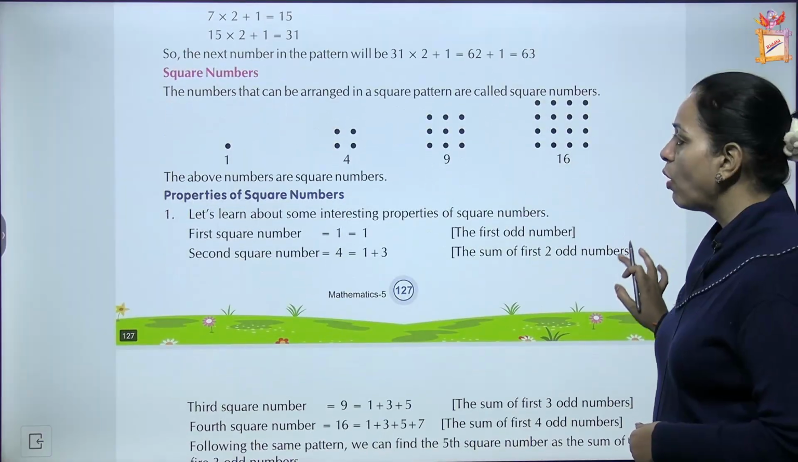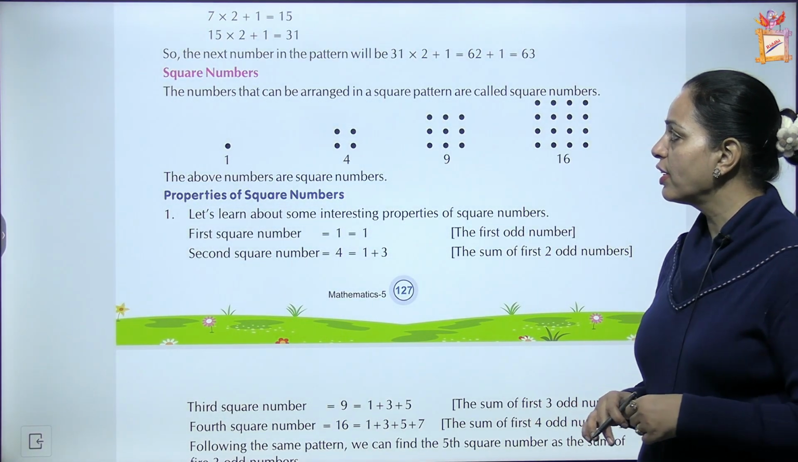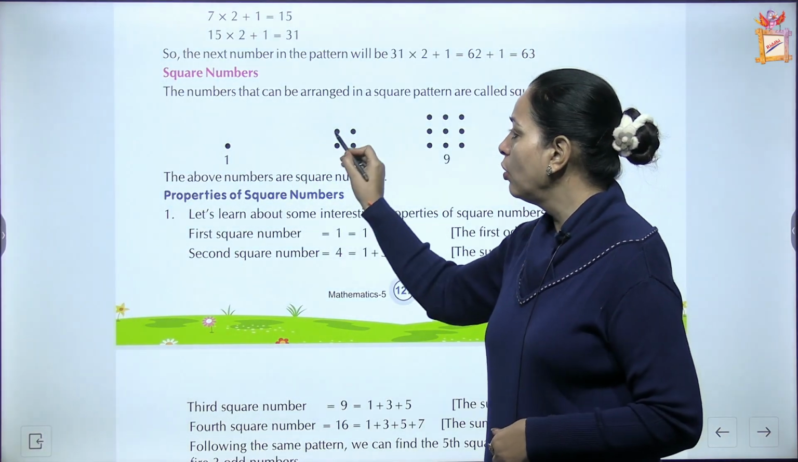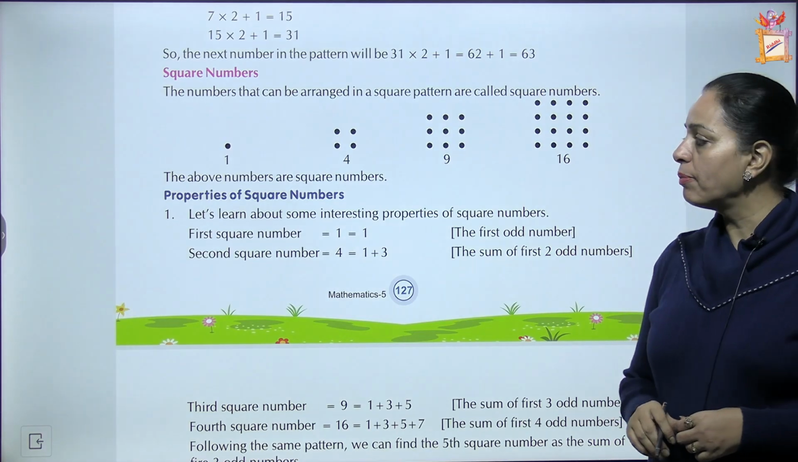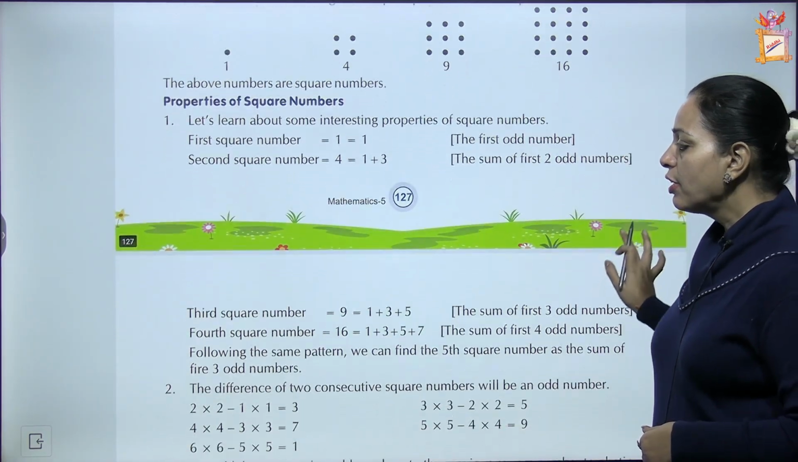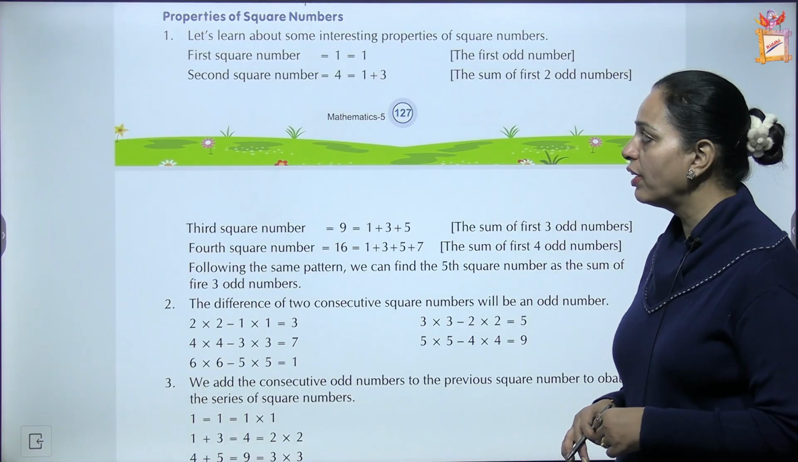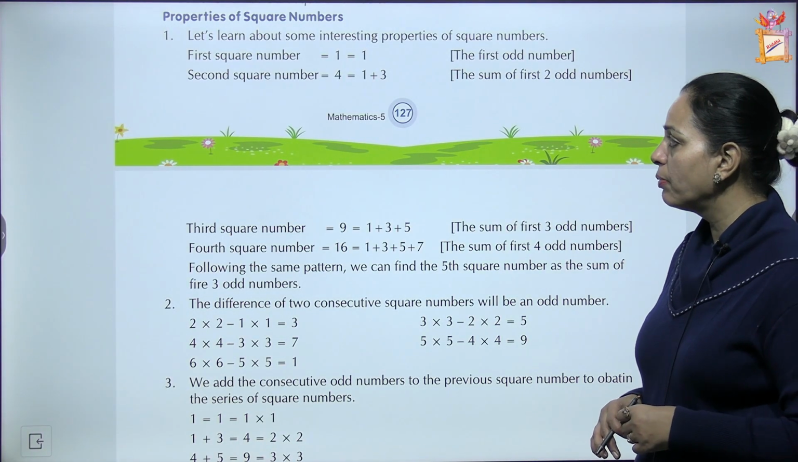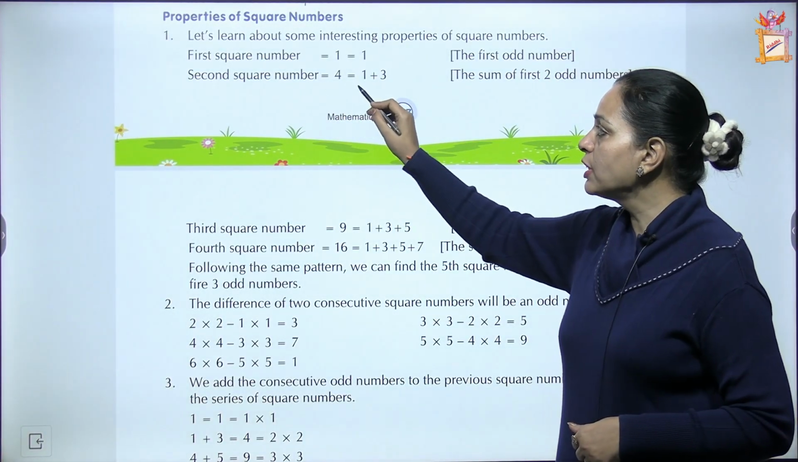Next we are talking about square numbers. The numbers that can be arranged in a square pattern are called square numbers, like here 1, 4, 9, 16. So these numbers are square numbers. Now we are talking about the properties of square numbers. The first one, let us learn about some interesting properties of square numbers. First square number is 1 and the other number is 4.